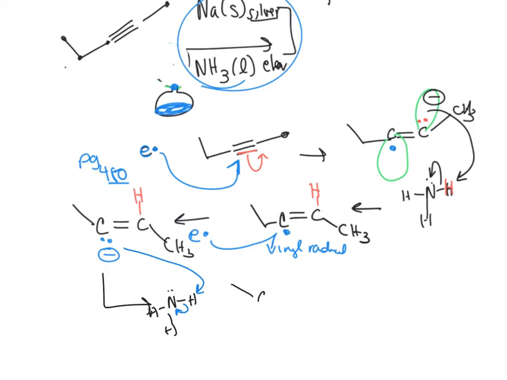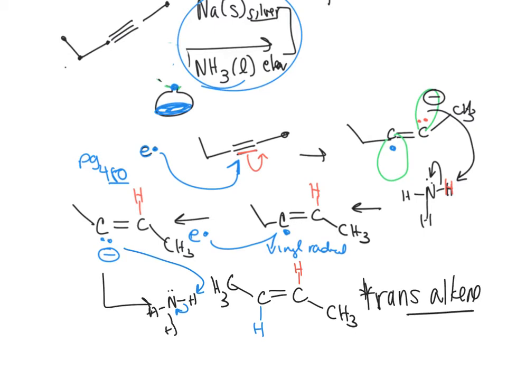And so now you have one hydrogen delivered on one side, and you have another hydrogen delivered on the other side. And you see how this is a trans alkene, and it's a free radical mechanism. Okay, so that's how you get the trans alkene.